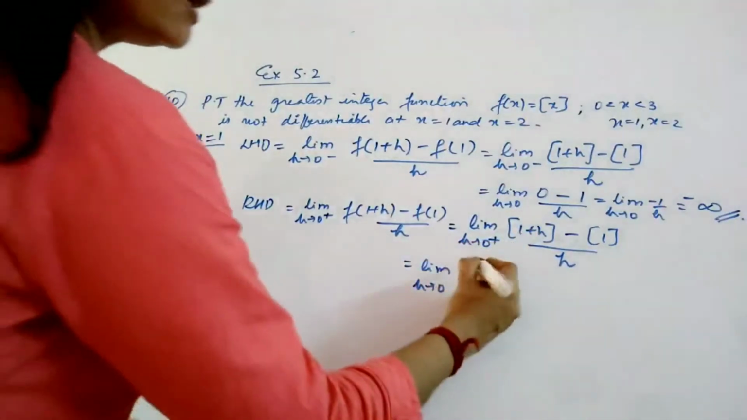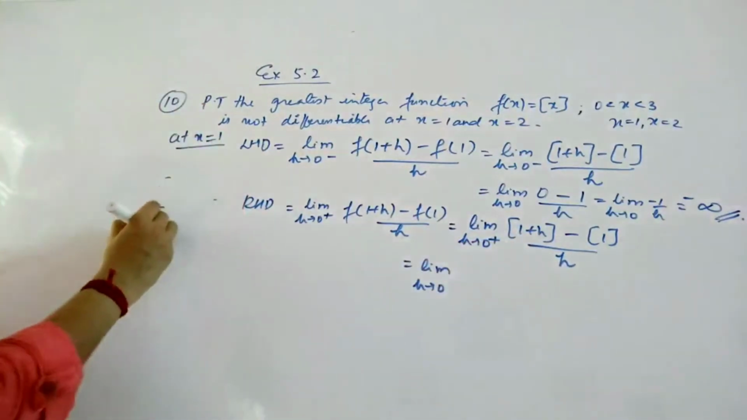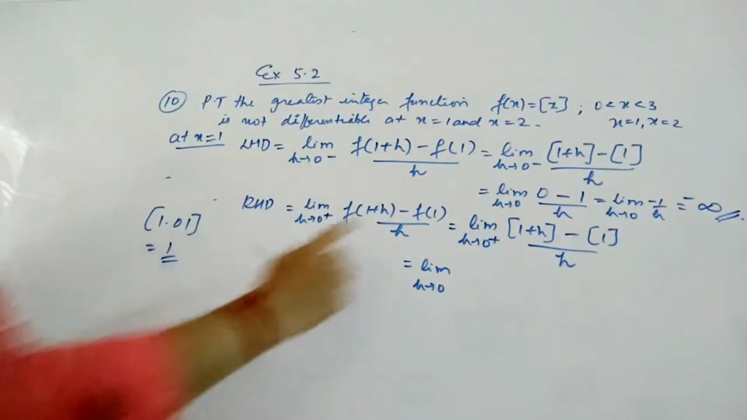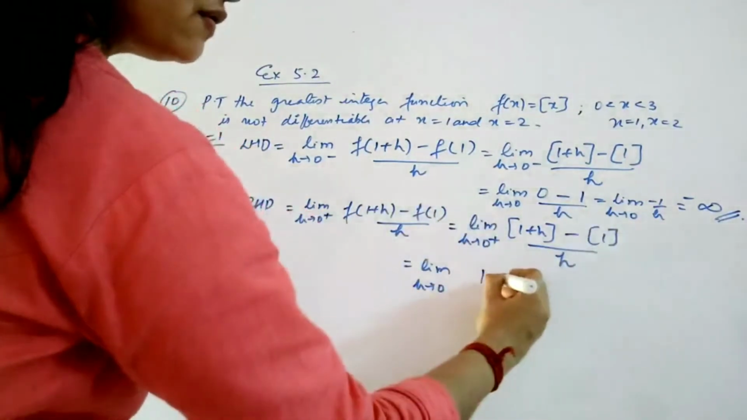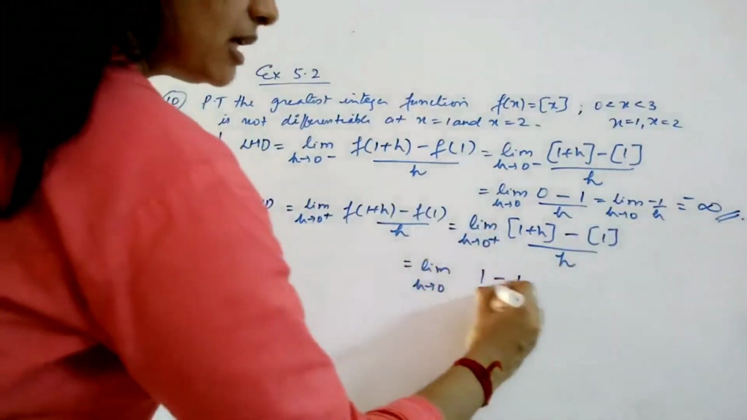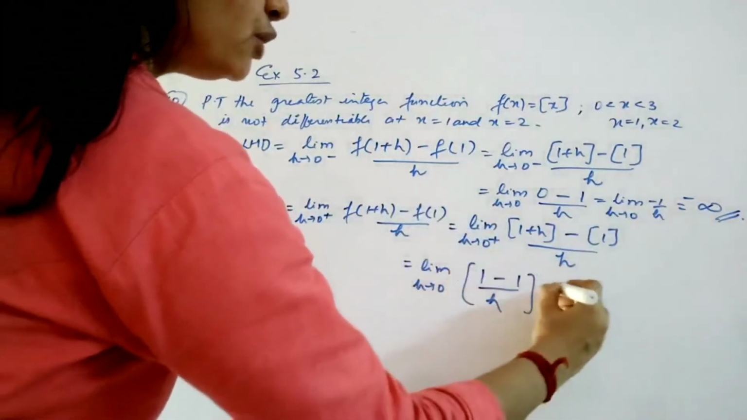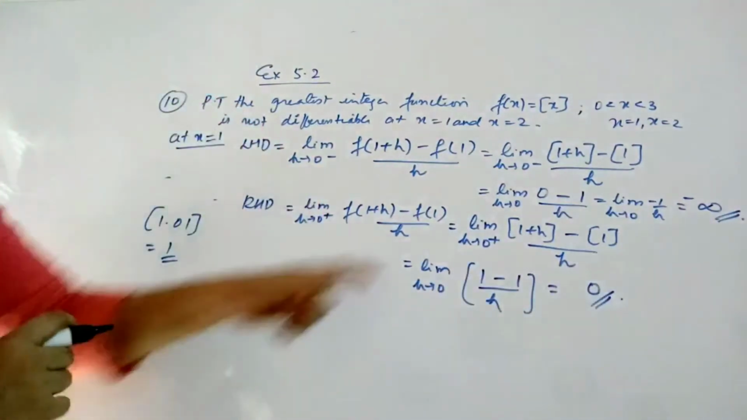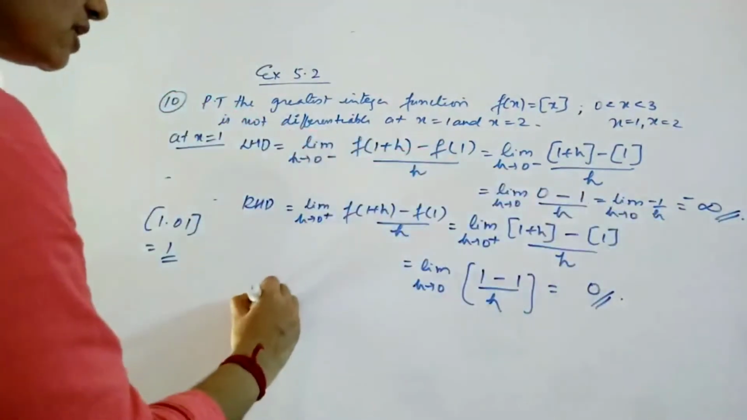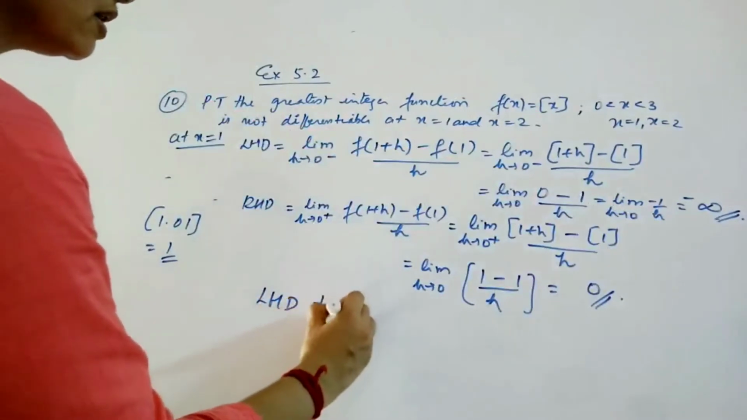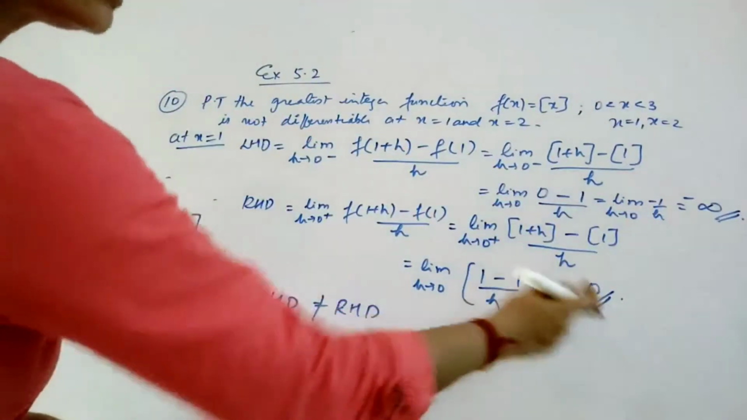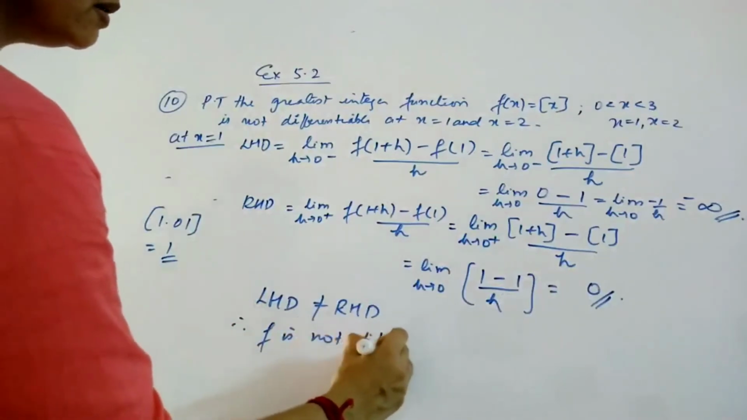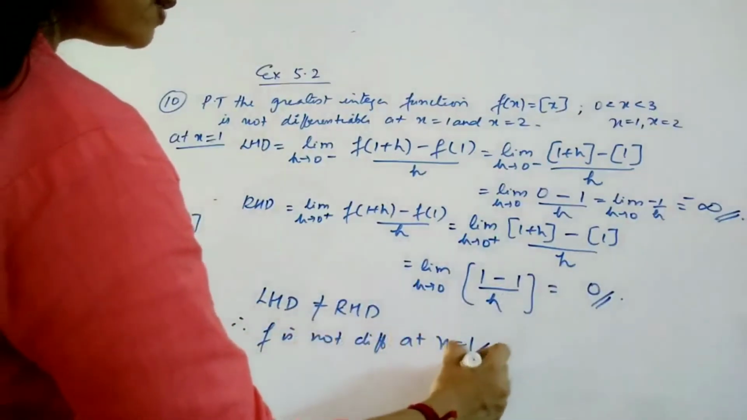1 point something will give you the greatest integer value as 1. So here you will have 1, and greatest integer of 1 is also 1. So 1 minus 1 will be your numerator, and 1 minus 1 is 0. So your limit value is directly 0. Here you can see that your LHD, which is negative infinity, is not equal to RHD, which is 0. Therefore, the function is not differentiable at x equal to 1. Clear?